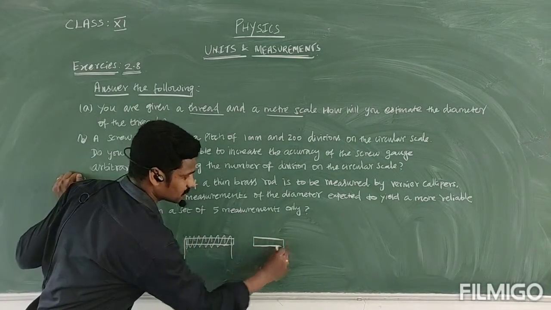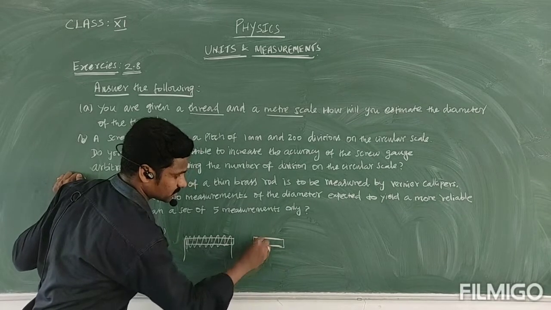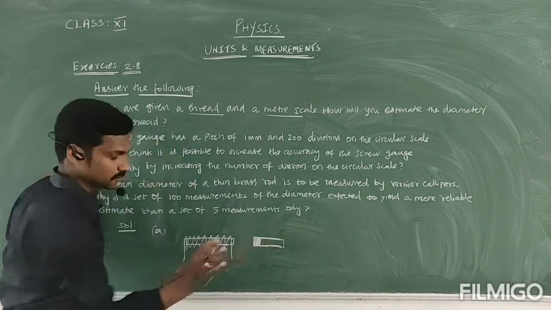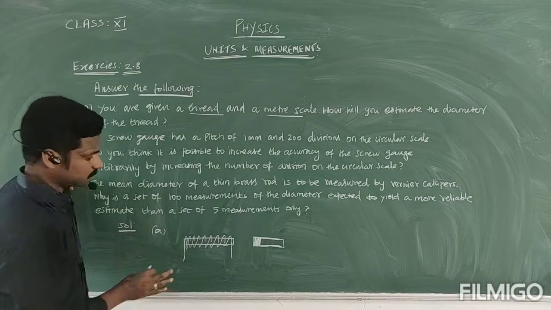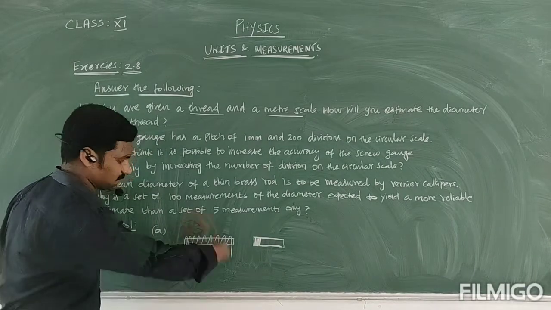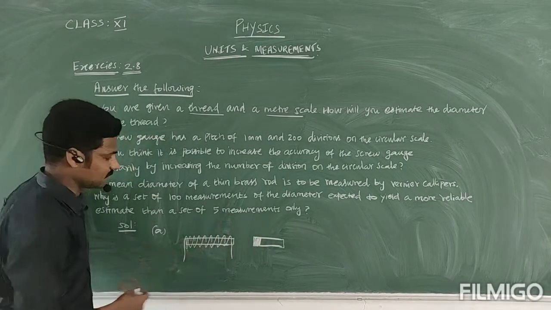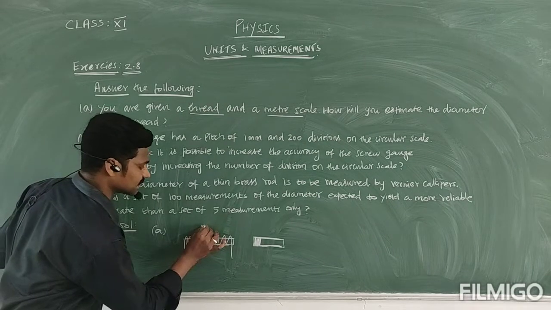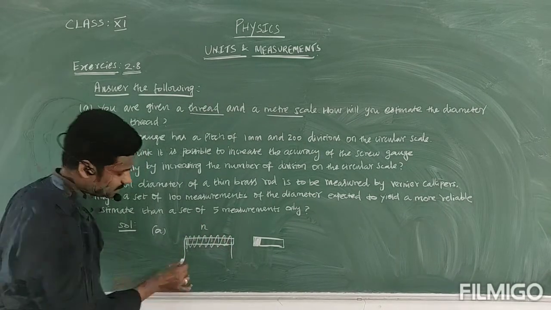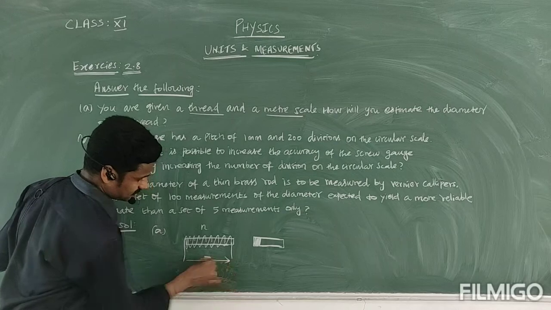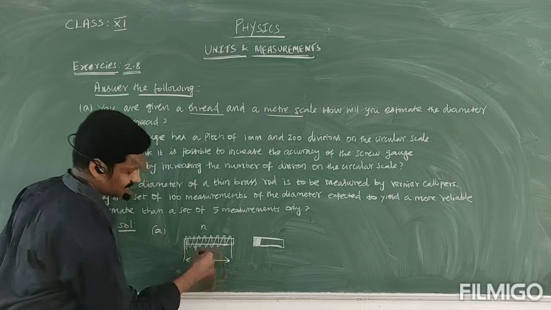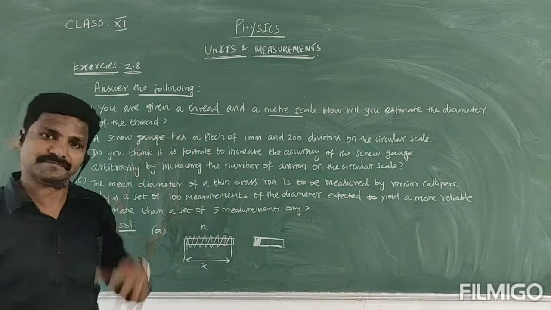Like that only will come. So you can't do it, nothing is visible. Okay, so say for example the number of turns counted on the scale is n. Then the length of the scale covered is x centimeter, or x something.